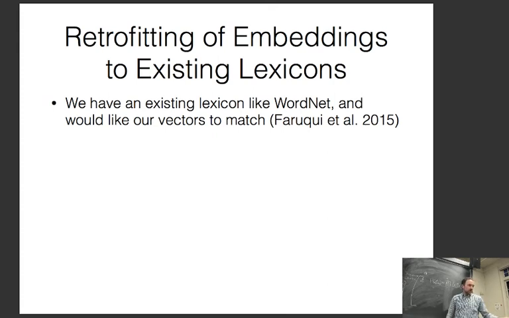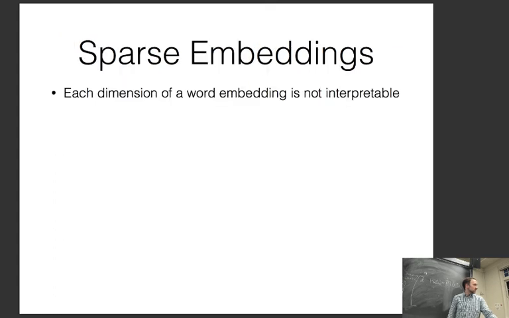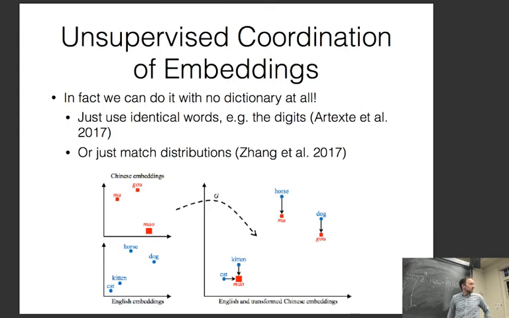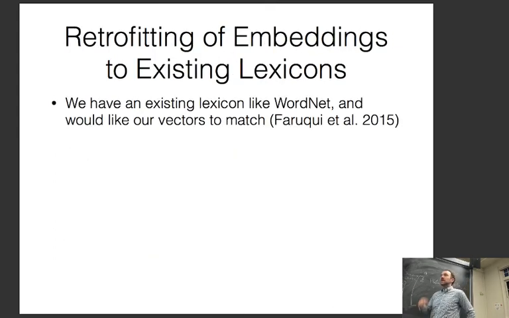So another thing that, I think I have like 2 more slides maybe. Another thing that you can do is you can try to get the vectors to match lexicons. So let's say you have a lexicon like WordNet. This has a lot of information that people have built over a long time, or something like Wikipedia or Freebase, where you have all these links between things that you would like to use to improve your word embeddings.